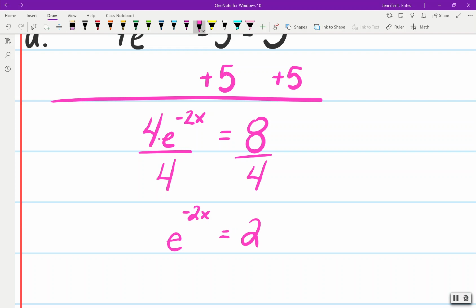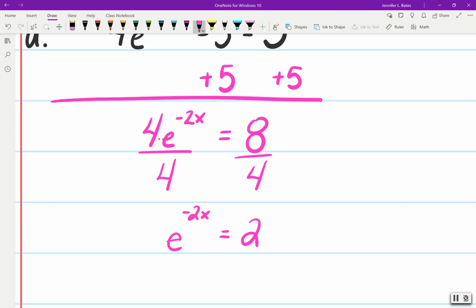Now I've got e to the negative 2x. I've isolated it. The x is still trapped, but it's isolated. Once it's isolated, we need to untrap the x. So let's think about our log properties. I want to untrap the x, so I'm going to do something with a log to get it out of there.